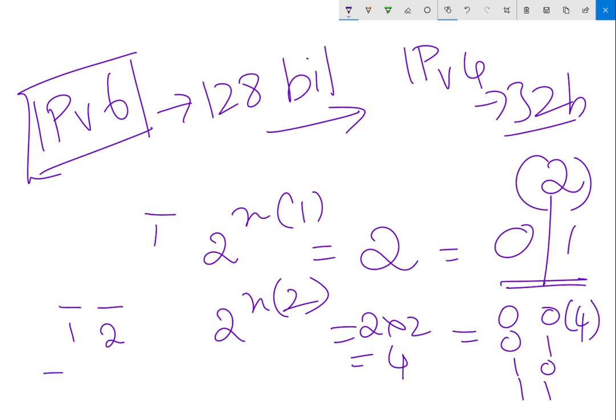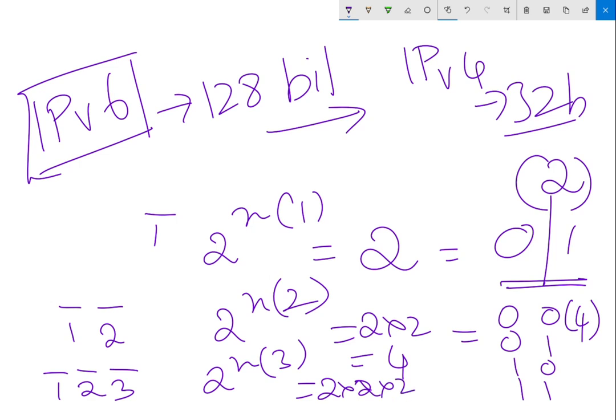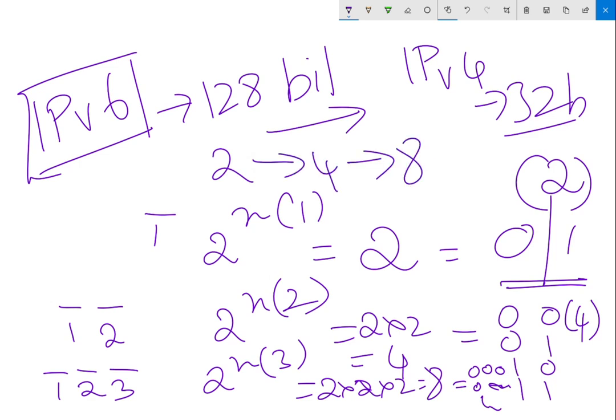In the same way, if I add a third bit, 2 to the power 3 is 2 into 2 into 2, which is 8. That means I get 8 outputs, 000, 001, and it goes on. So from 2, the next bit makes it 4, the next bit makes it 8, and so on. It doubles.